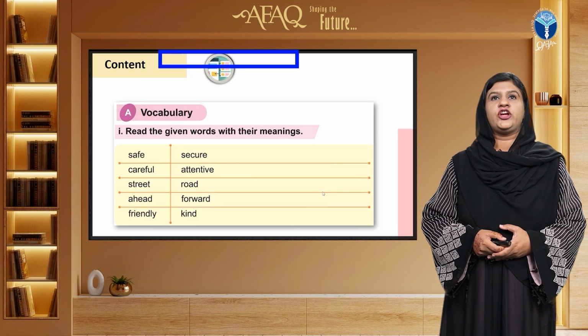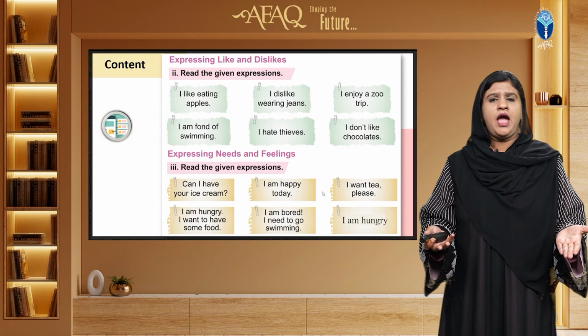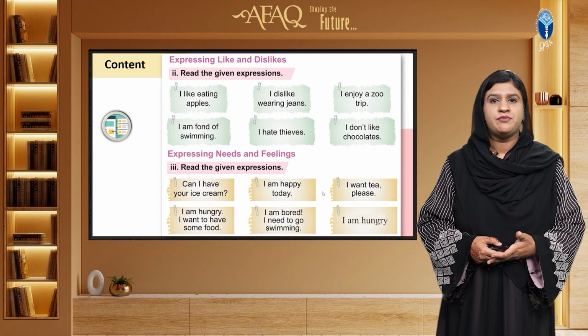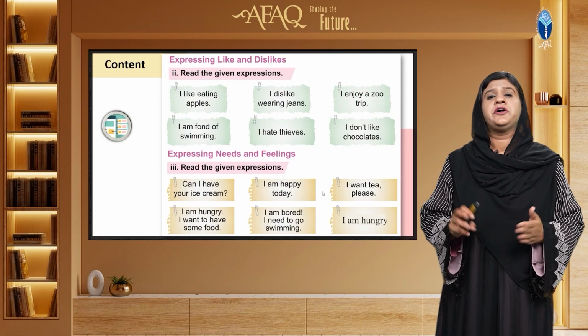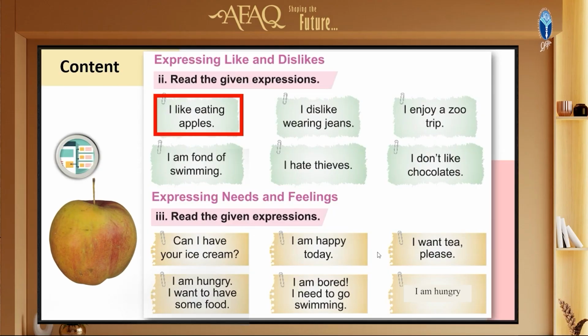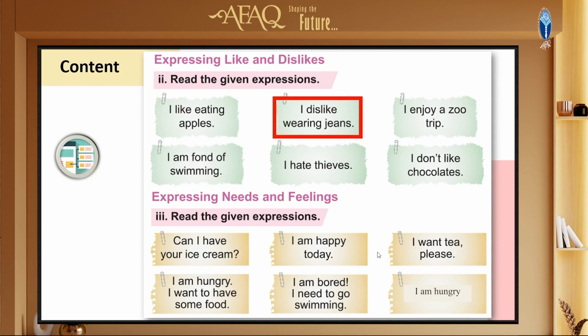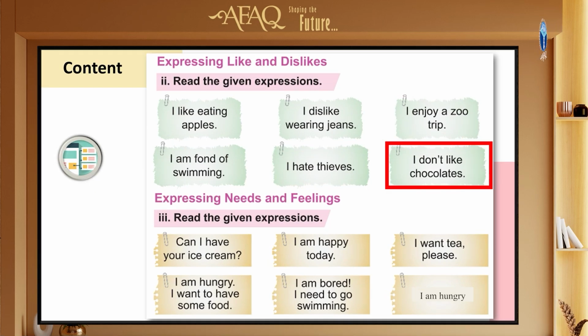The next part is expressing likes and dislikes. Dear kids, as you know that we like something, but we dislike some things as well. So it is very important to learn some phrases in which we can express our likes and dislikes respectfully. So let's see some expressions. Read the given expressions. I like eating apples. I am fond of swimming. I dislike wearing jeans. I hate thieves. I enjoy a school trip, and I don't like chocolates.